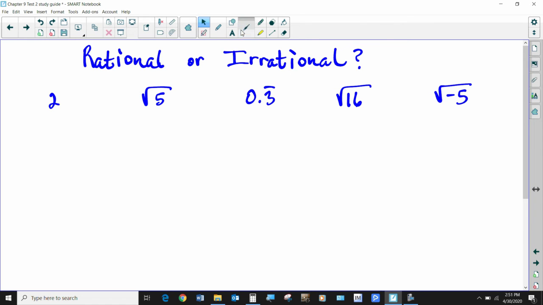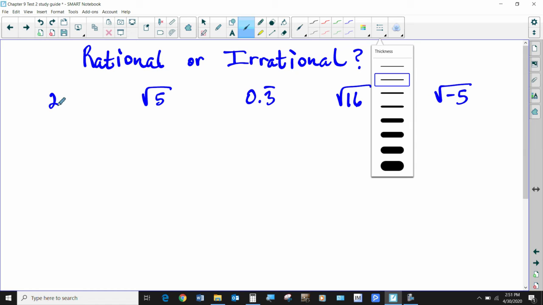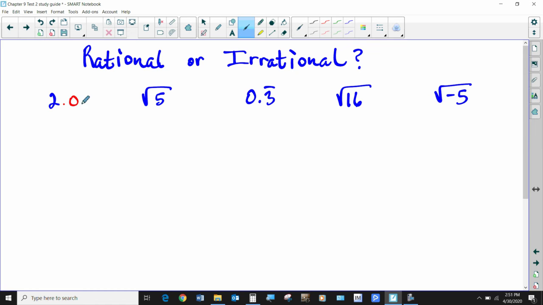So the number 2, the fact that that is a terminating decimal, right? That would be 2.0. That's another indication that this is a rational number. But to prove it, we might say, okay, it can be written as a fraction as 2 over 1.